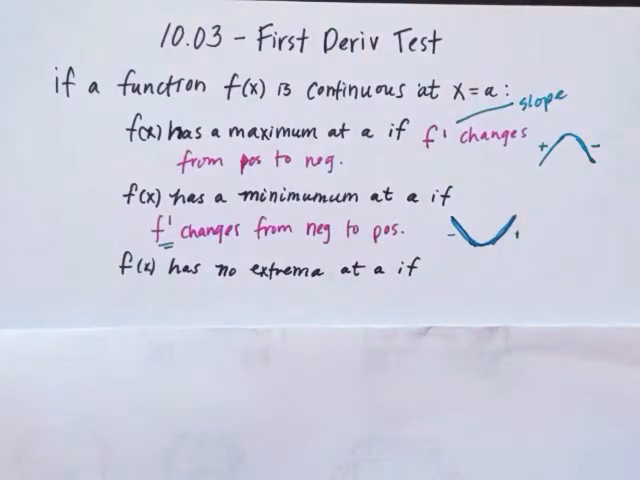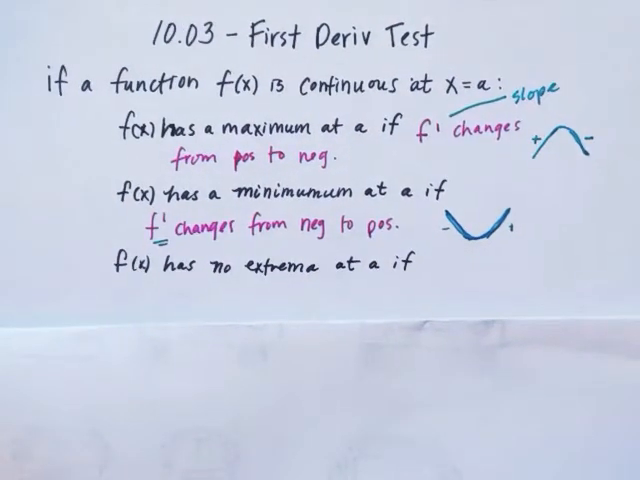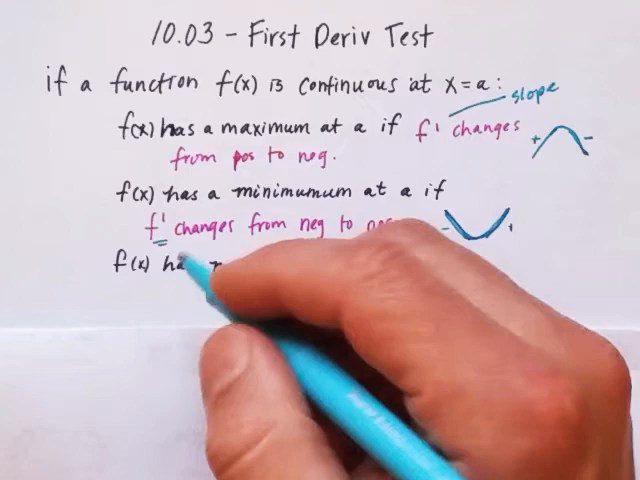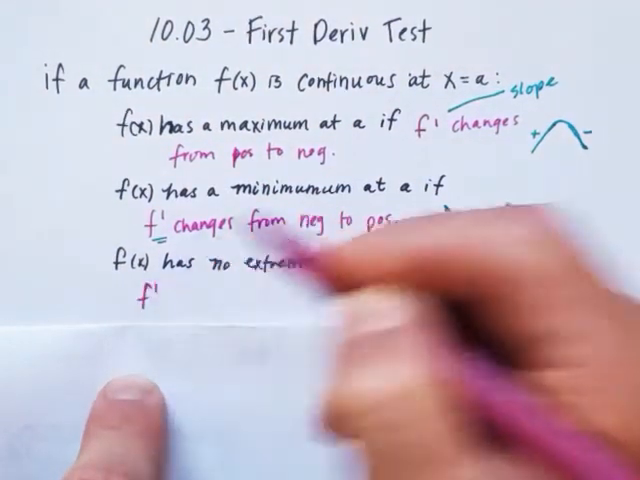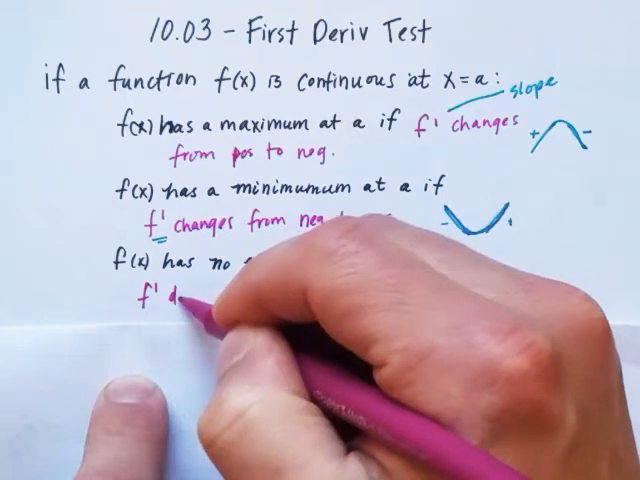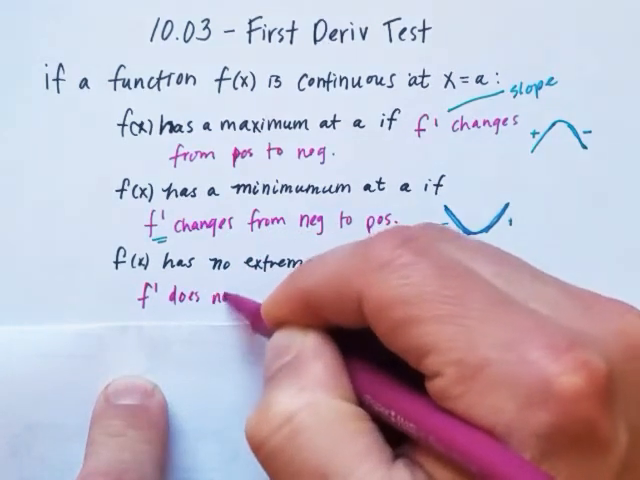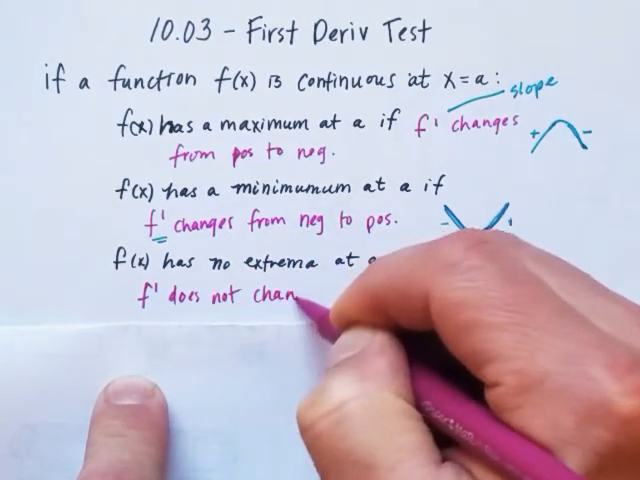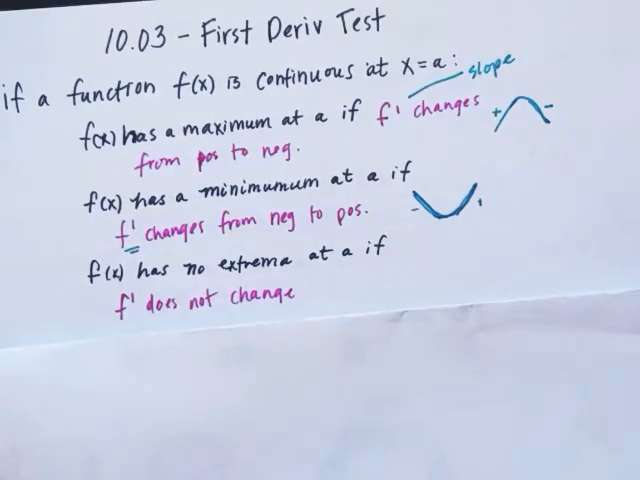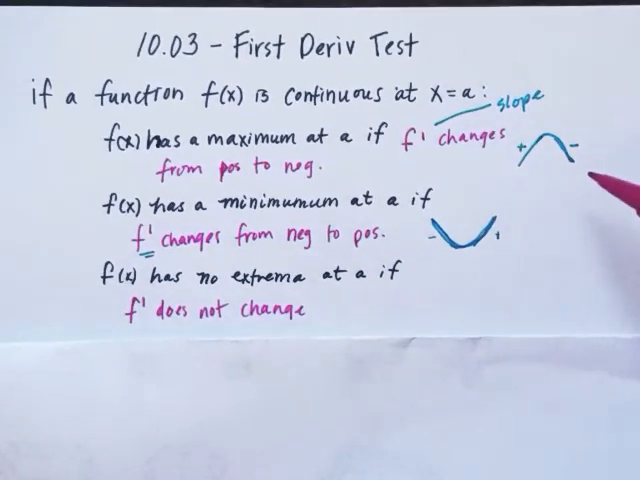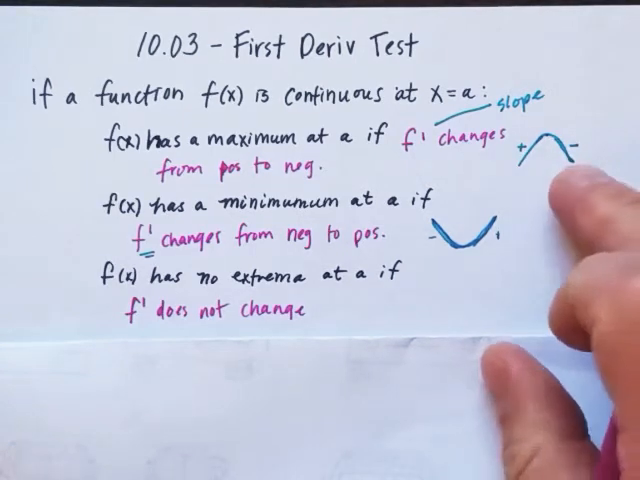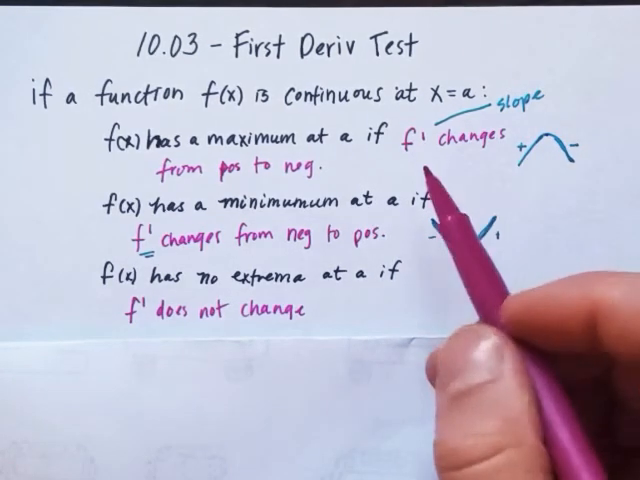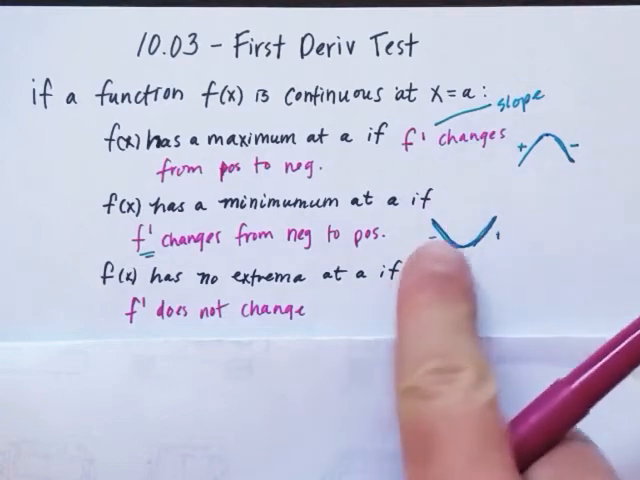Now, if f prime doesn't change, well, there's going to be no extrema. So we would say in this case, f prime does not change. So if we look at the slope and it goes from positive to negative, it's going to reach a maximum at that point. And just think about what that sketch looks like. Or you can refer back to just what the derivative does, right?